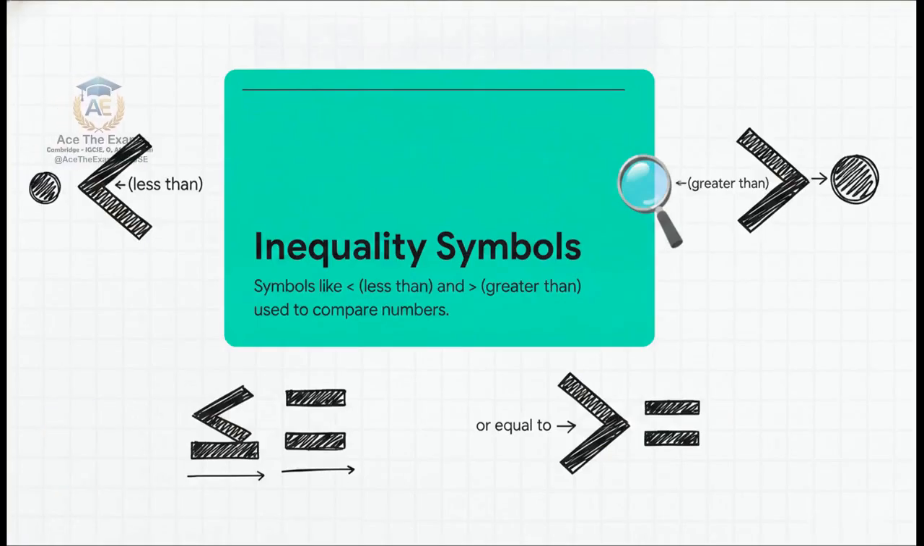The arrow pointing to the left means less than, and the arrow pointing to the right means greater than. And of course, when there's a solid line underneath the arrow, it adds or equal to into the mix. I totally get that this seems super basic, but under the intense pressure of an exam hall with the clock ticking down, it is incredibly common for even top students to flip these around in their heads. You need to lock these into your memory right now.